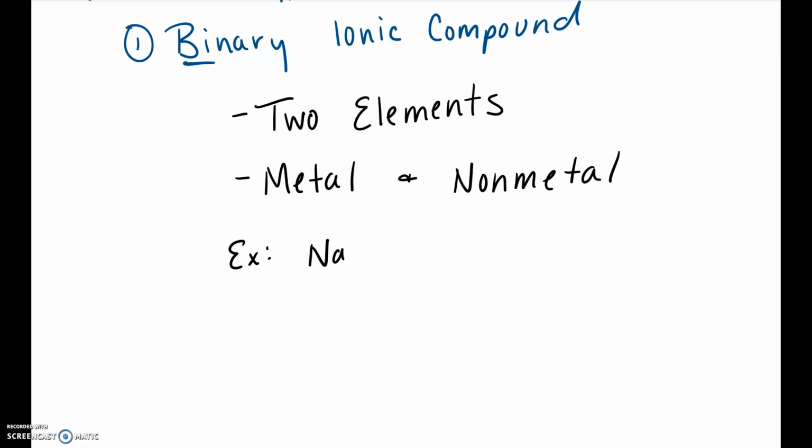Examples might be NaCl or sodium chloride, KF or potassium fluoride, where there's two elements, one of them is a metal and the other one is a nonmetal. Another example might be magnesium chloride or MgCl2, where there's a metal and a nonmetal. This subscript here just tells us how many atoms of that element there are. Okay, so these are three examples of binary ionic compounds.